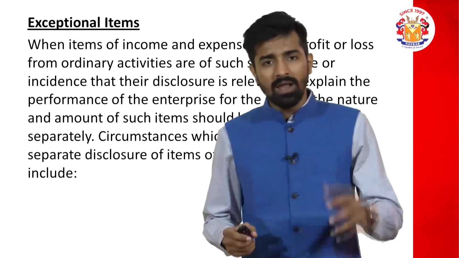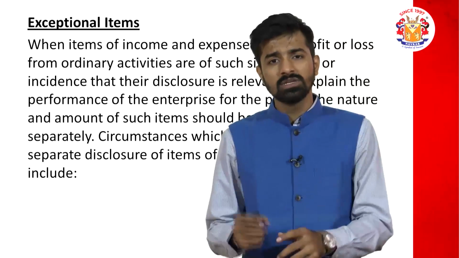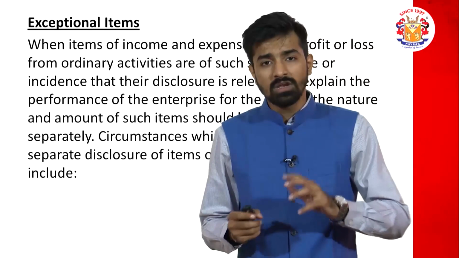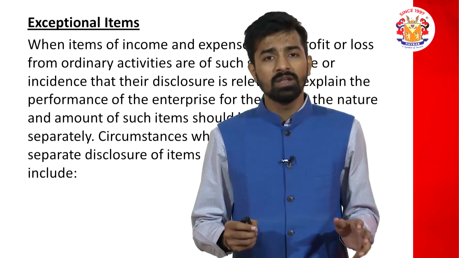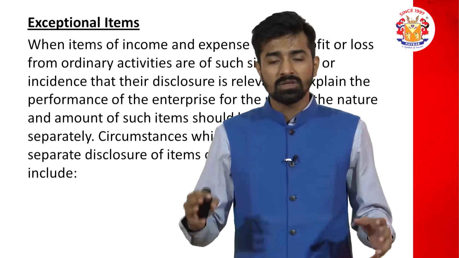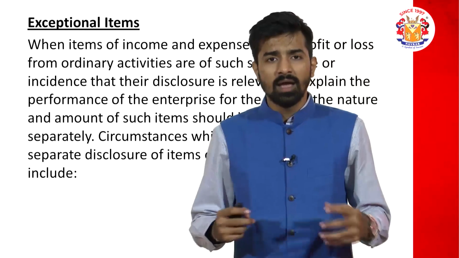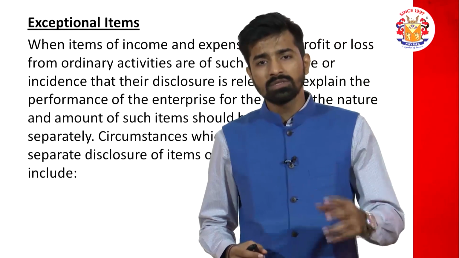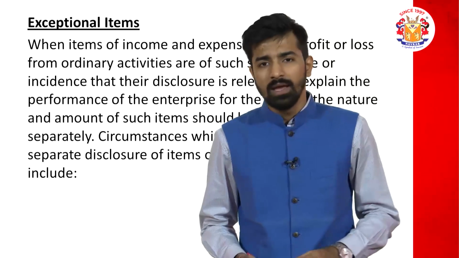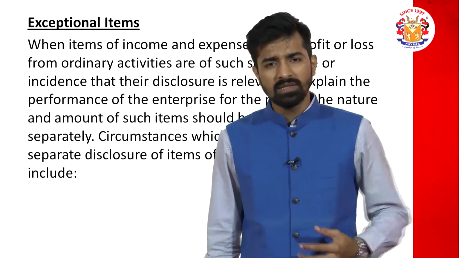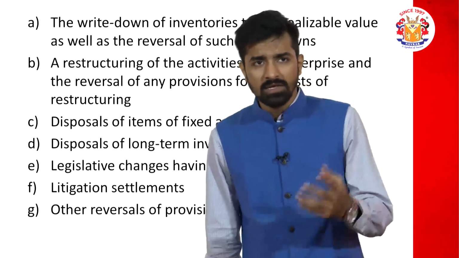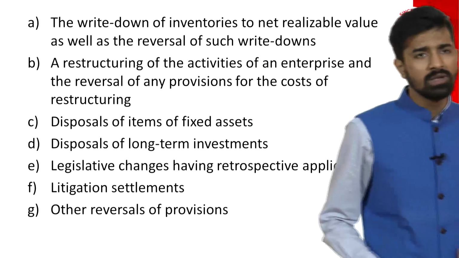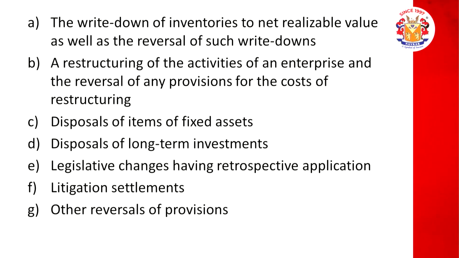So due to the size, nature, or incidence of such activities, which are a part of your ordinary activities, the enterprise needs to disclose them separately, so that the shareholders can perceive the actual performance of the enterprise. So what are the different examples of such exceptional items? The first one is the write down of inventories to net realizable value, as well as the reversal of such write downs.